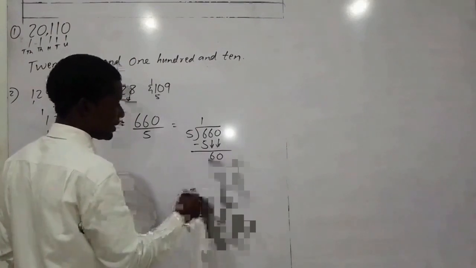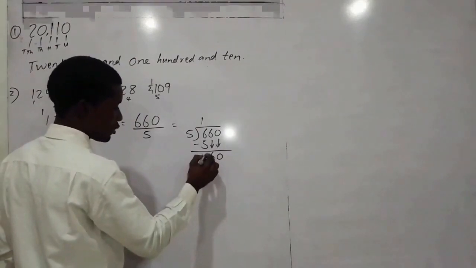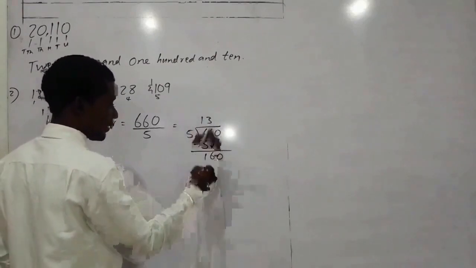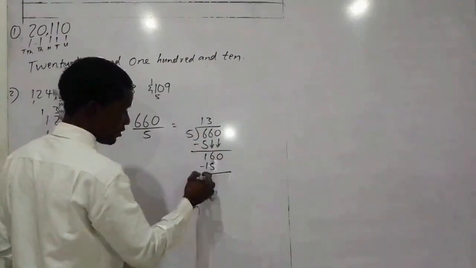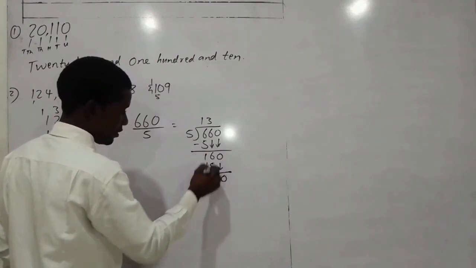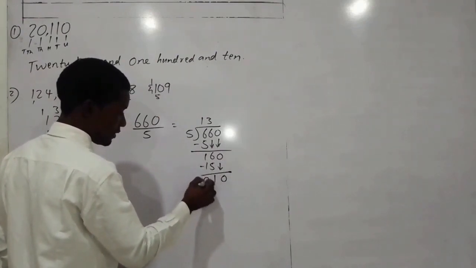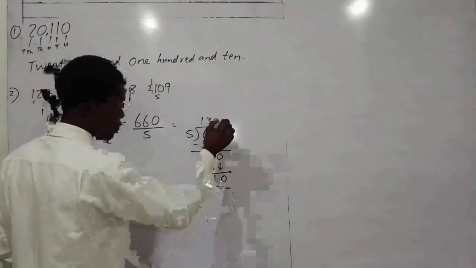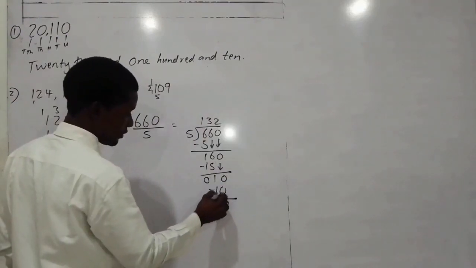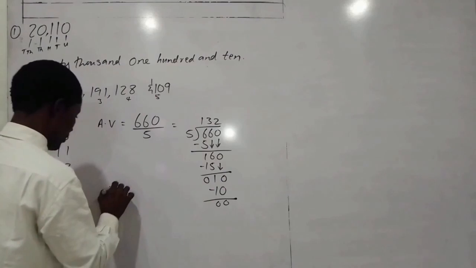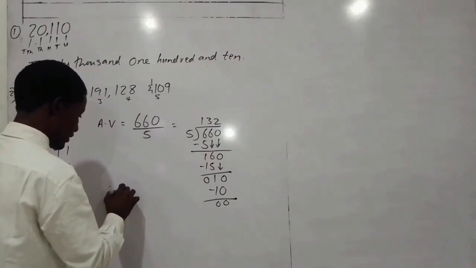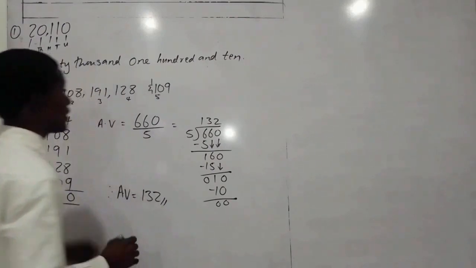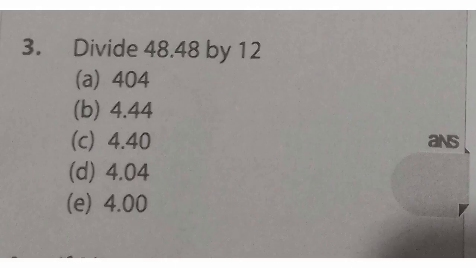0, 6, bring it down. 6 minus 5, that will give us 1. 5 can go in 16 how many times? 3. 3 times 5, 15. Bring your 0 down. 16 minus 15, 1, 0. 5 can go in 10 how many times? 2. 2 times 5, that's 10. You subtract, 0, 0. So, therefore, our average is equal to 132. That is our average.